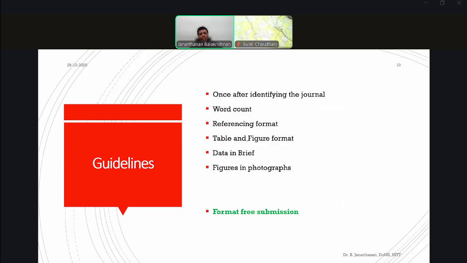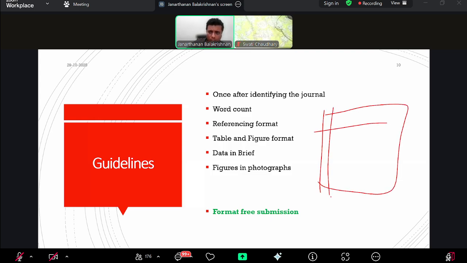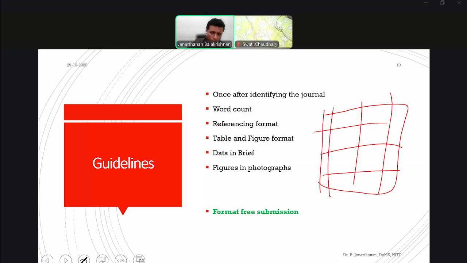So these are something that you have to be very careful about. You have to read the guidelines very, very clearly. So once after identifying journal word count, referencing format, whether it's Vancouver or whether it's APA, table formats, some tables are this format, some tables are not, so you have to be very clear in it.